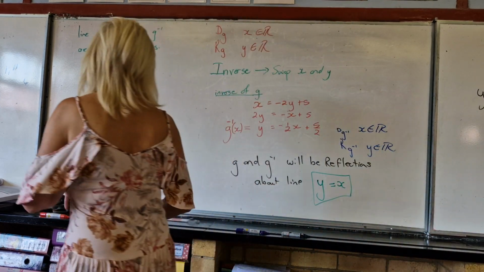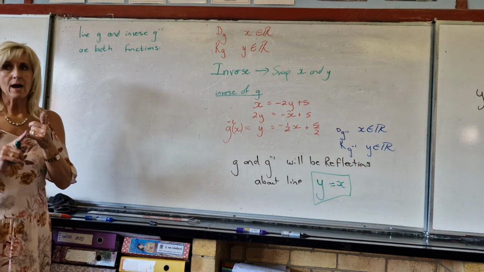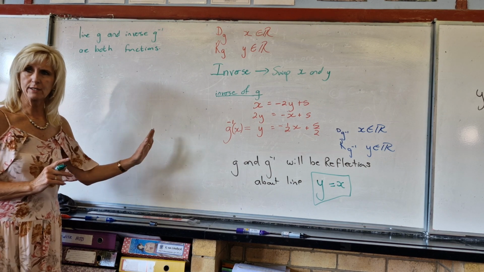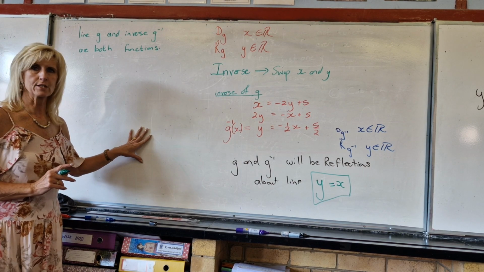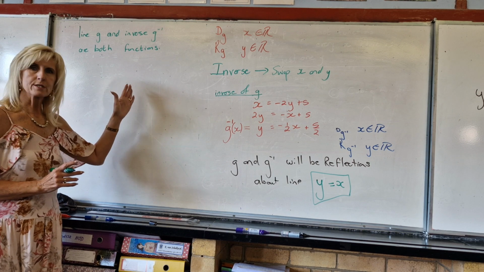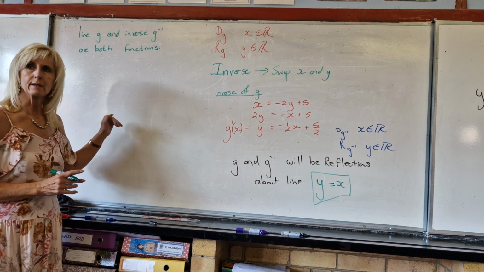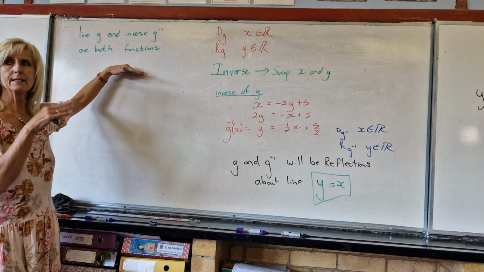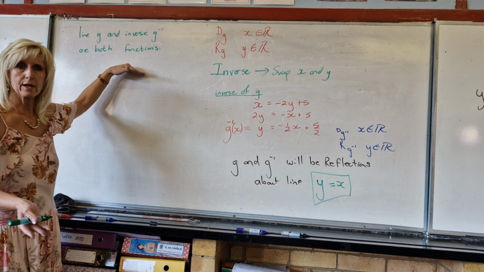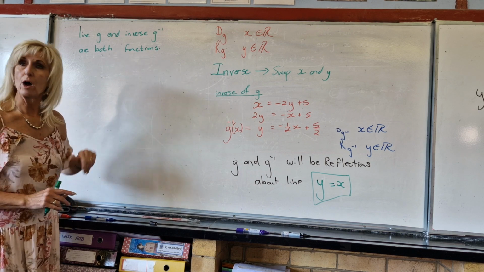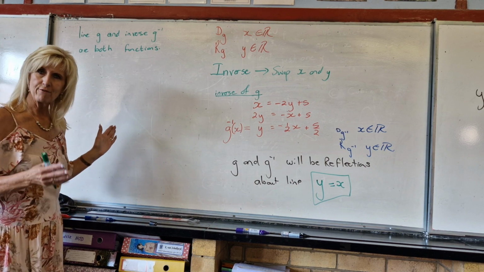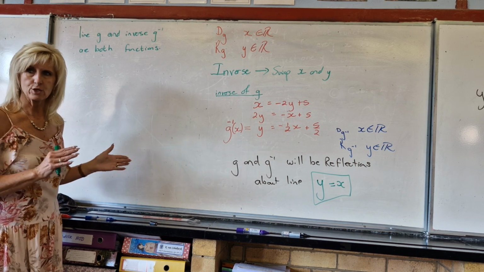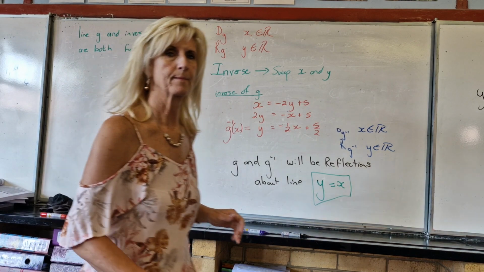I forgot to say that a line is always a function because of the vertical line test. If you go back to the sketch that's not here anymore, whether it was the red line or the blue line, they're both lines. So line G and its inverse, which is also a line, are both functions. Why are they both functions? Because every x has only one y. That's why it is a function.